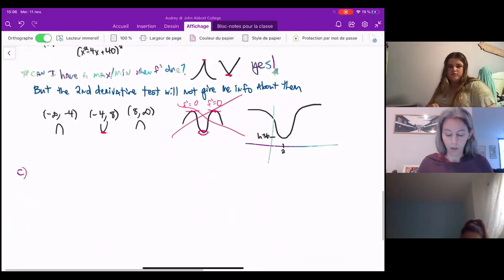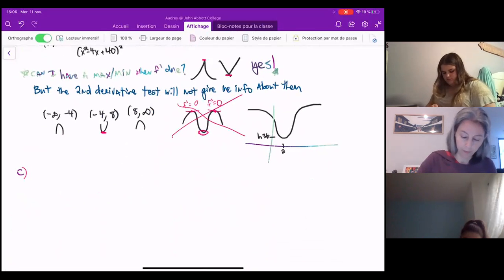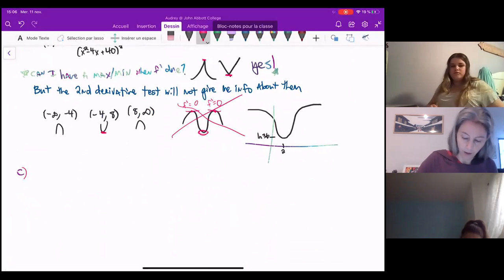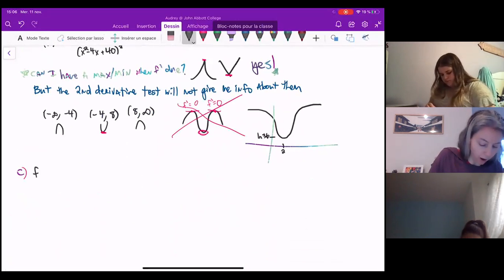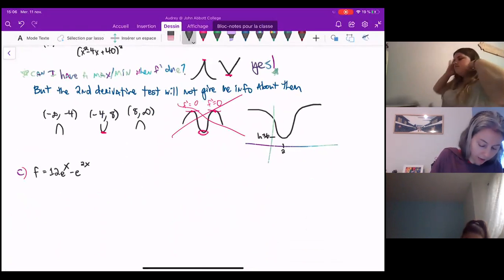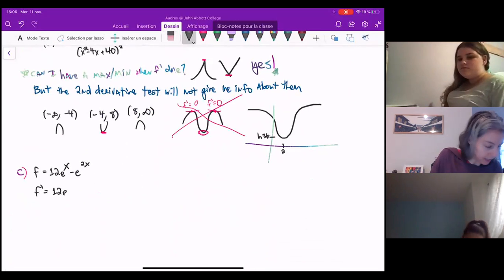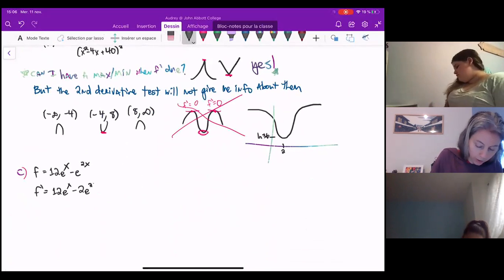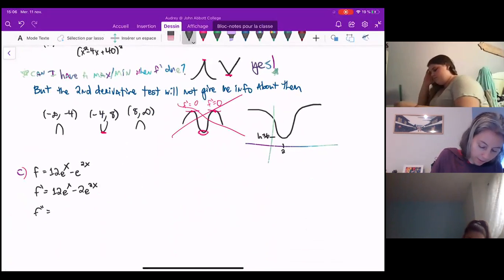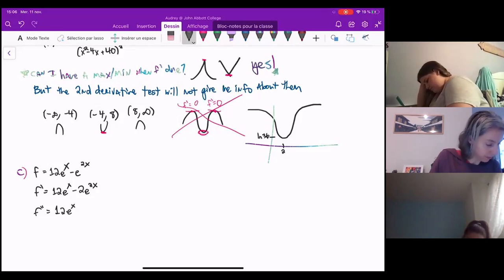Okay, let's look at the next one. The next one that we did yesterday was f equal to 12e to the x minus e to the 2x. F prime was equal to 12e to the x minus 2e to the 2x. And f double prime, actually we had simplified f double prime, so it was 4e to the x times 3 minus e to the x.